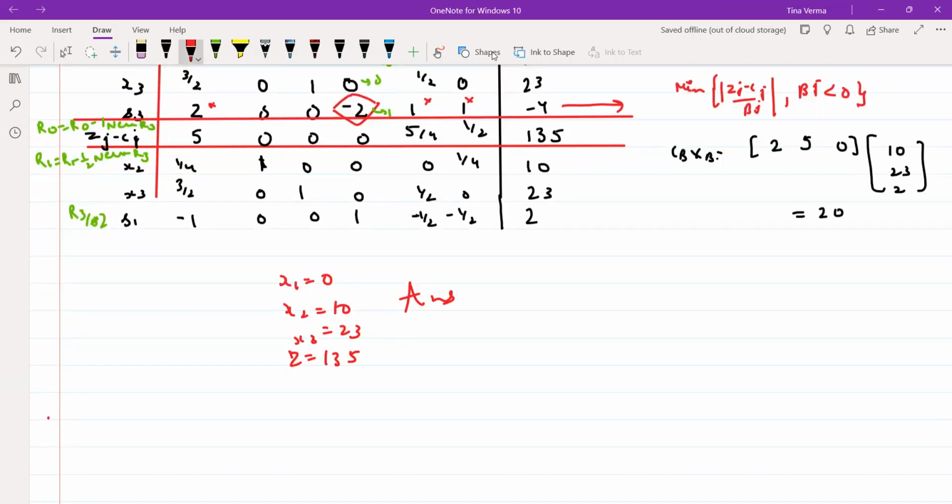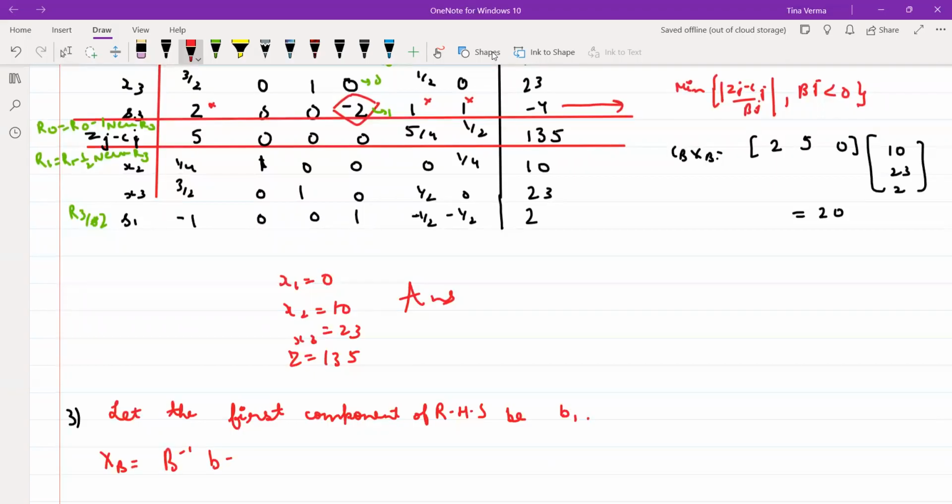The next question is within what range we can change the right hand side of the first component. So that means the next part which we are doing, that is my third part. So I can take, let the first component of right hand side be b1. So that means I have to calculate my XB. That will be nothing but my B inverse into b. B inverse we have already calculated.